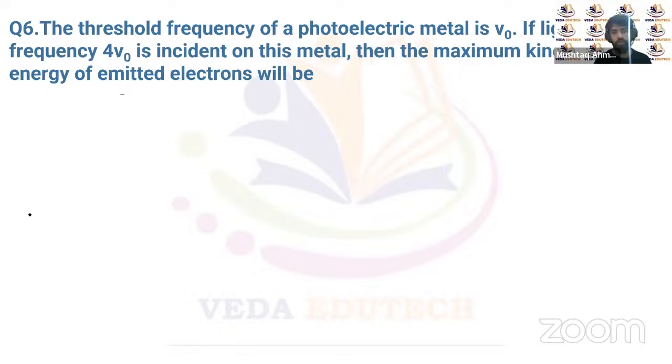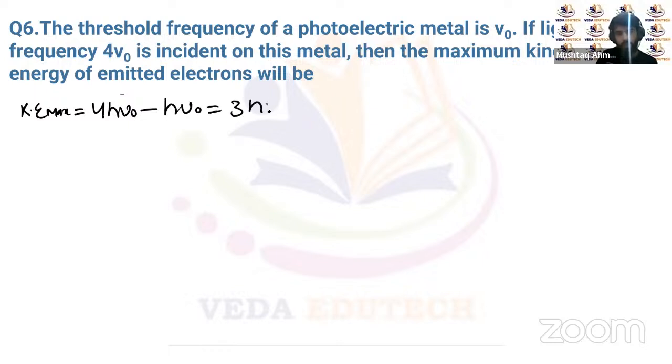Now, let's move on to question number 6. It says that the threshold frequency of a photoelectric metal is nu naught. If light of frequency 4 nu naught is incident on this metal, then the maximum kinetic energy of the emitted electron will be the incident energy, that's 4 times h nu naught, minus the work function, which is h nu naught. So that will be equal to 3 times h nu naught.